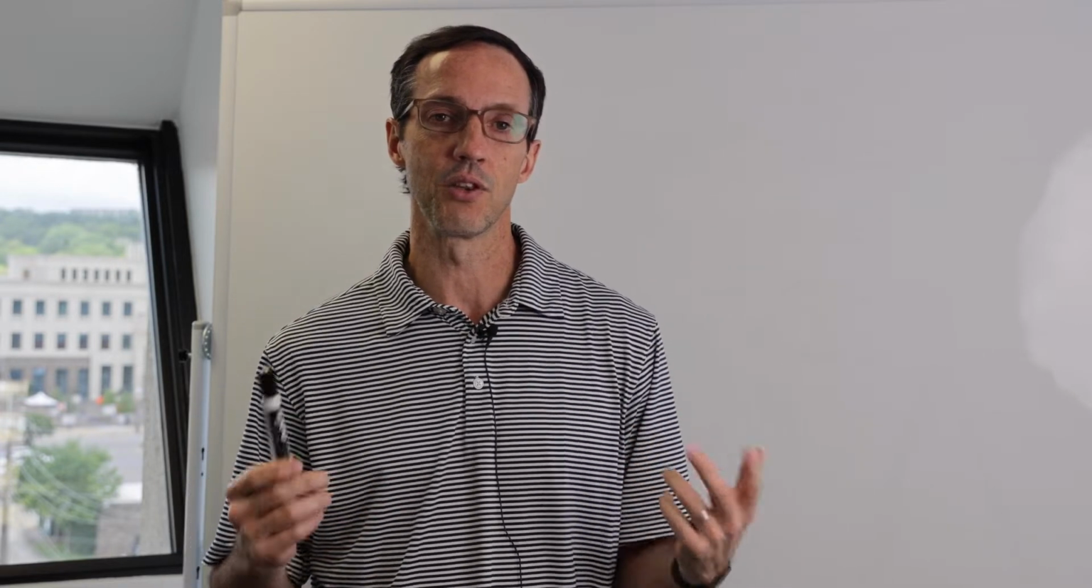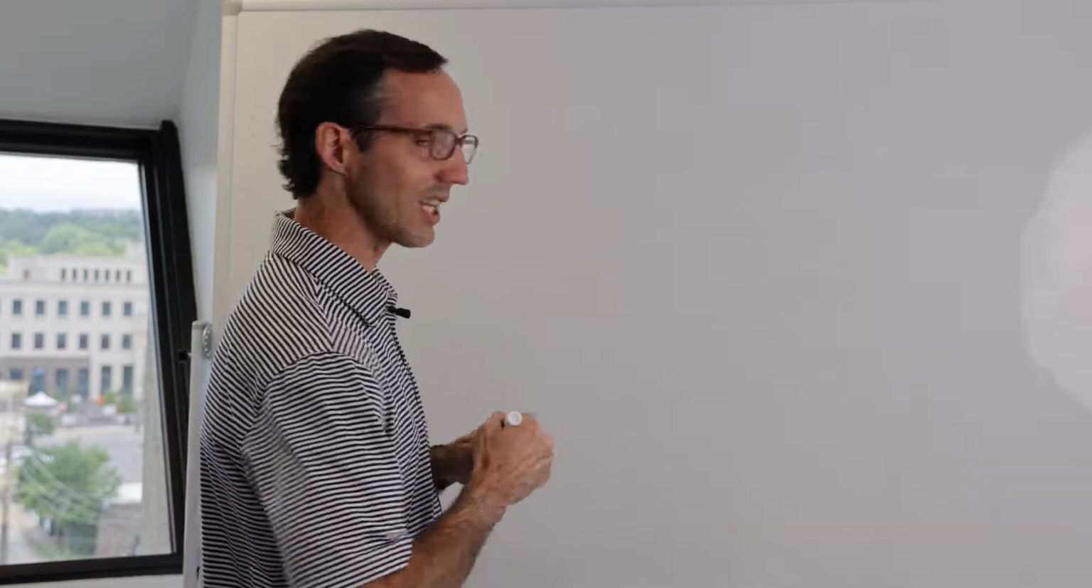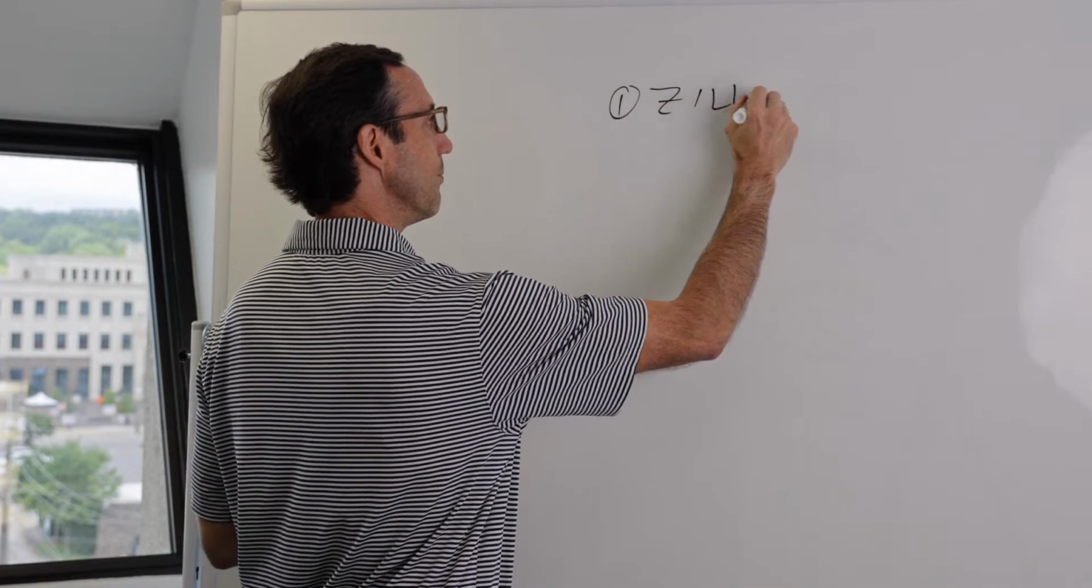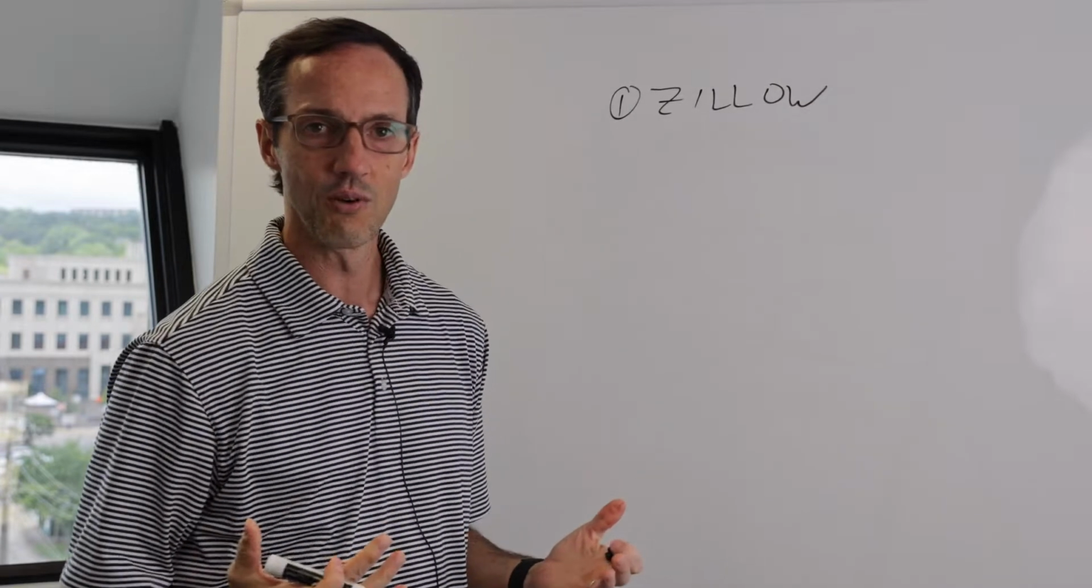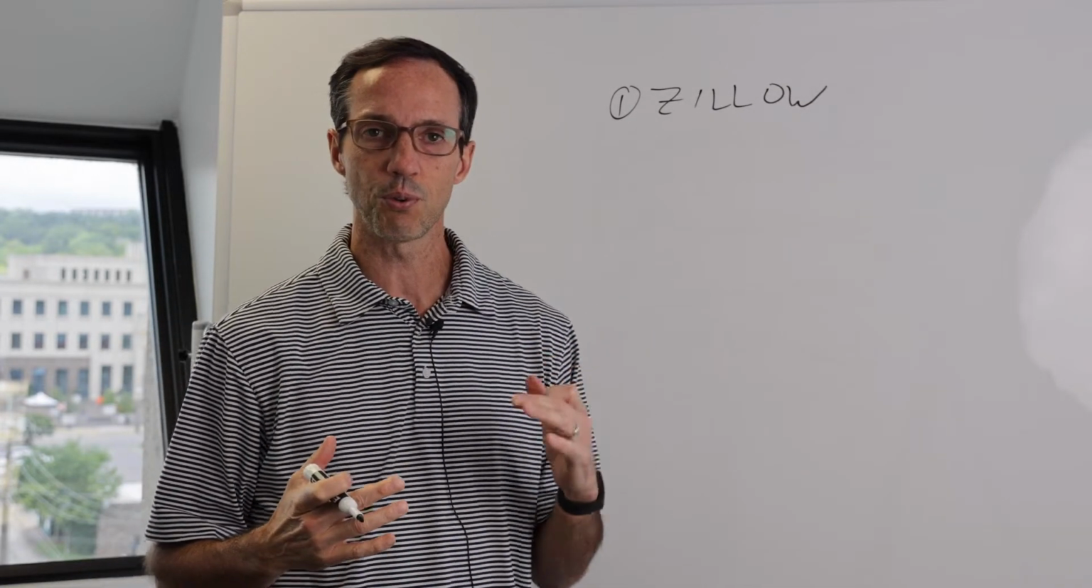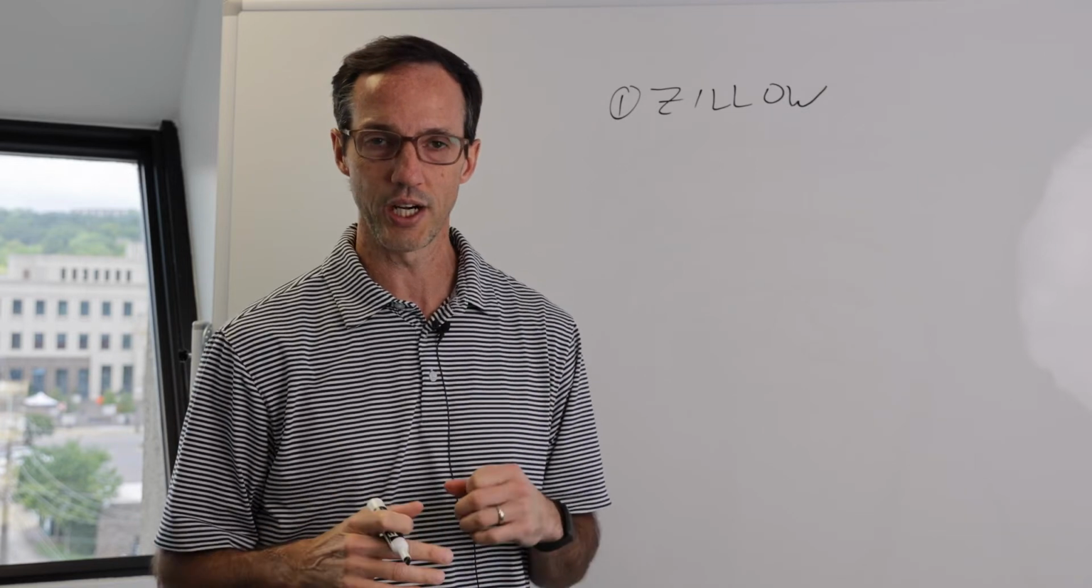So how should you determine the rent for your house? There are a few ways. I've got my whiteboard here today, so I'm going to write a few things down. Number one, I would say Zillow. Go on Zillow, type in your area, and look for properties that are for rent in your area.